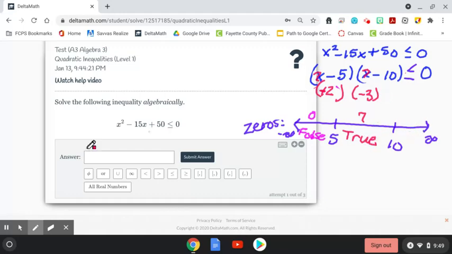Now let's try a number in the last interval. Pick a number from 10 to infinity. I'm going to try the number 11.